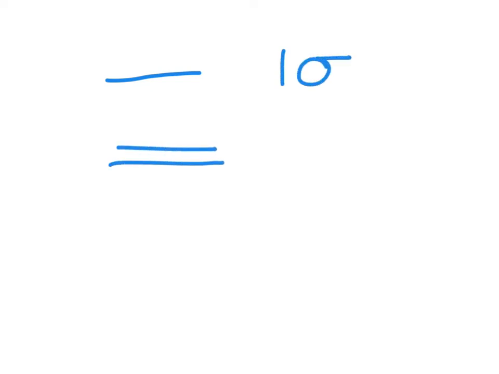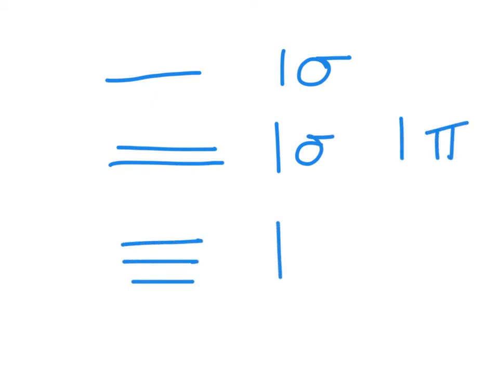Keep in mind that a single bond is made up of one sigma bond. A double bond is made up of one sigma and one pi bond. And a triple bond is made up of one sigma and two pi bonds. Okay, so they all have a sigma, and any remaining is considered a pi bond.